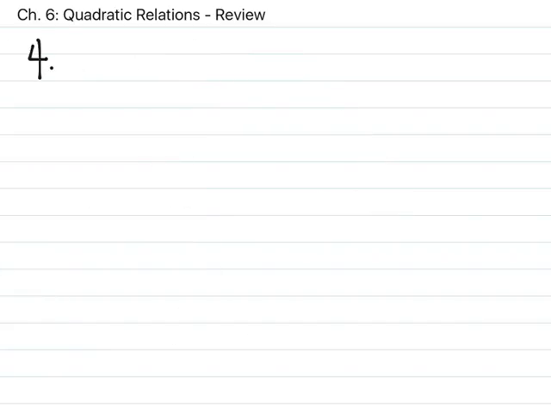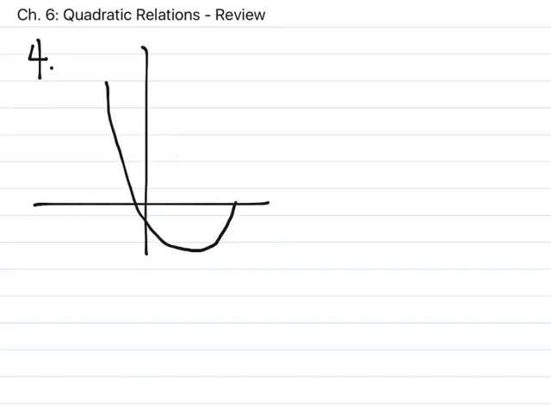Question 4. Graph the quadratic relation y equals 2x squared plus 4x minus 1 using a graphing calculator and sketch the graph in your notebook. Again, without my graphing calculator, it would look something along the lines of that.